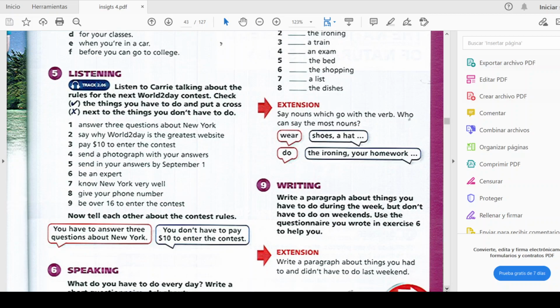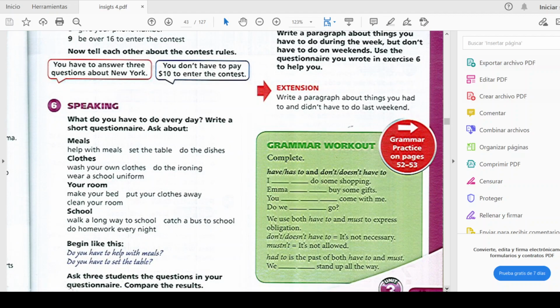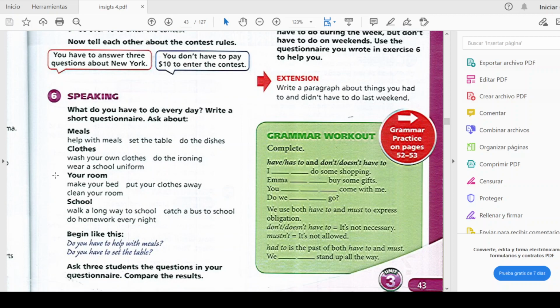After that, we have the speaking exercise, this one. What do you have to do every day? Write a short questionnaire, ask about meals, clothes, your room, school, things like that. And you are going to begin with questions like this. Do you have to help with meals? Do you have to set the table? Using the words that you have there.